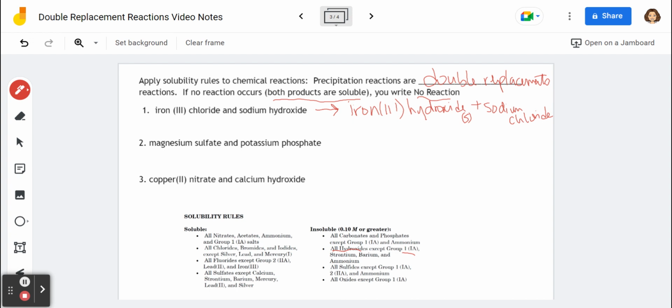First we have to write the formulas for all of our compounds correctly. So we have iron. Since this is 3, that means it's plus 3. We know that chloride is minus 1. They all have to add to 0 still, so we have to multiply the chloride charge by 3. So we would have FeCl3 plus our sodium hydroxide. Sodium's in group 1, so that's plus 1. Hydroxide is one of our polyatomic ions, so if we look it up, its charge is minus 1. Those do add to 0, so it would be 1 of each, NaOH.